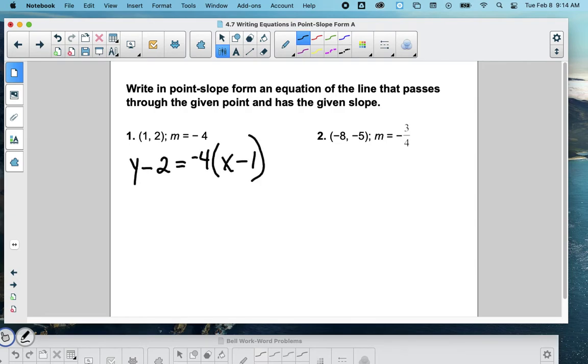If you set it up like that, you are correct. That is how you would set it up. Then you had to do the distributive property. And this is technically a -1. Y minus 2 was -4x plus 4. Add 2 to both sides. Y equals -4x plus 6. Okay?